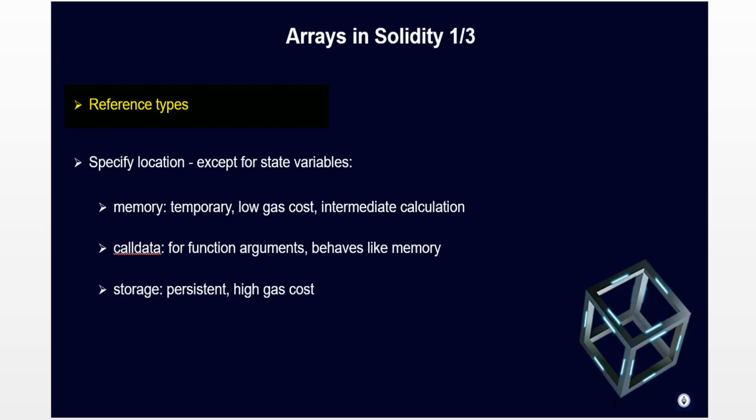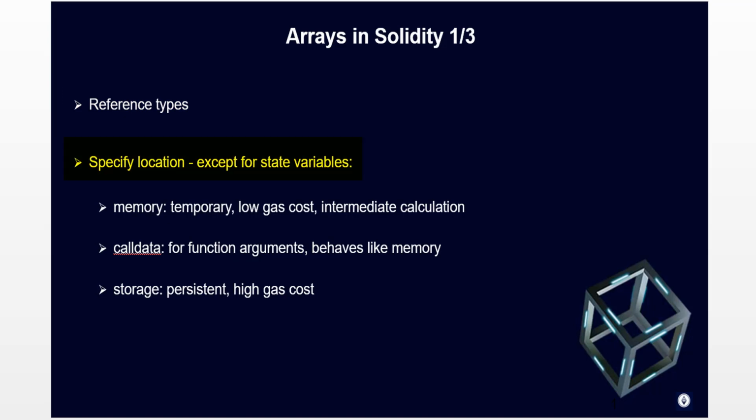And this also means the value of a reference type can be modified through different variable names that hold the same address. When you use a reference type, you also need to specify the location where the data is stored, except for state variables, which are always of type storage. In Solidity, we have three data locations for reference types: storage, memory, and calldata.